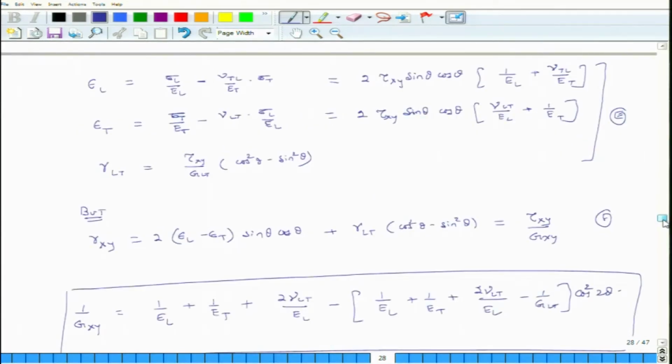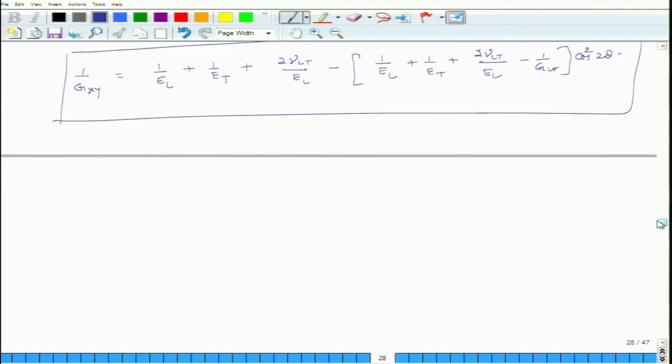So, this is from the third equation. This is if we use the equation for gamma xy, and if we use the equation for epsilon x and epsilon y, we will again get this relation, and epsilon y equals minus nu xy tau xy divided by EL. We will get the same relation which we had written earlier. So, mathematically we have shown this.